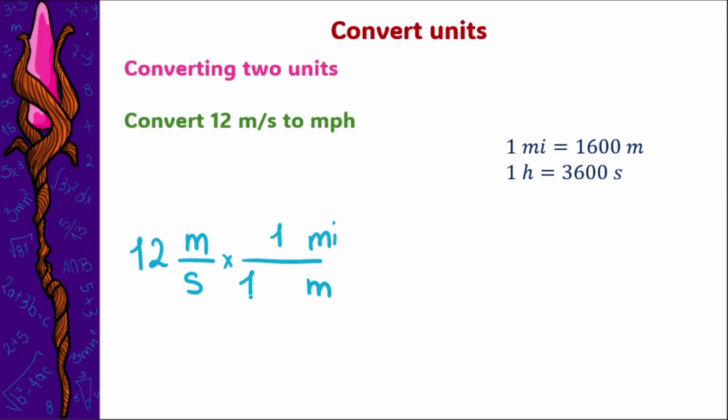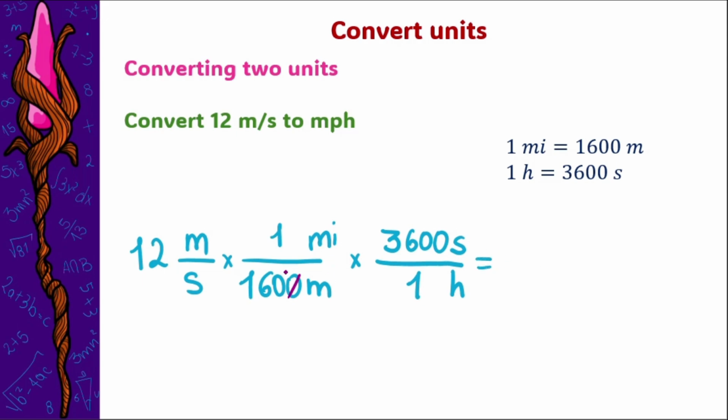1 mile is 1,600 meters. And we multiply another conversion factor that is going to help us to convert seconds to hours. Seconds is at the bottom, so we should put it at the top. And at the bottom would go the hours. So 3,600 seconds is just 1 hour. So the operation would be like this.